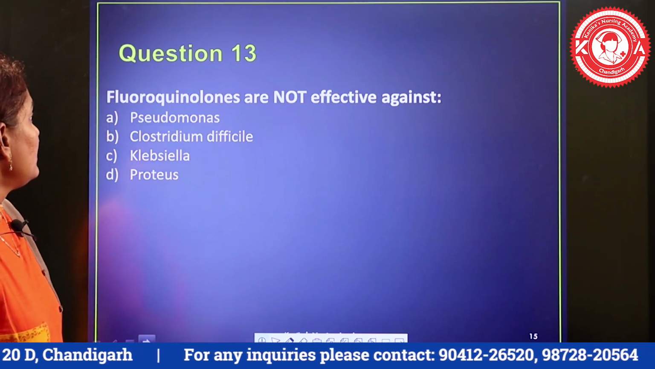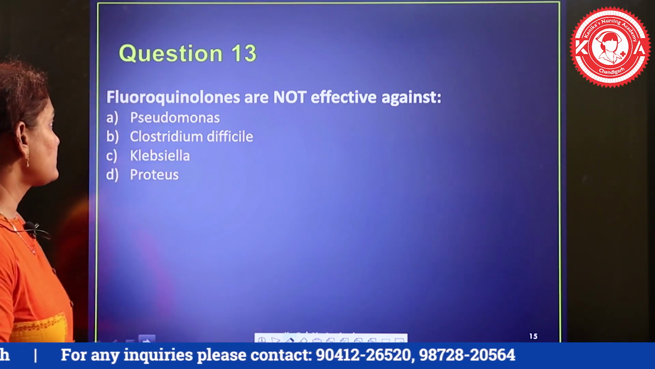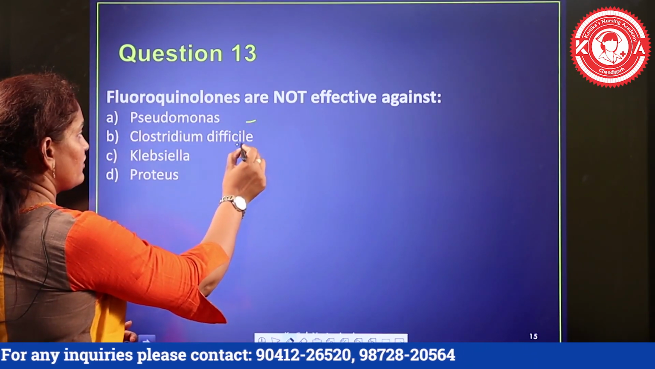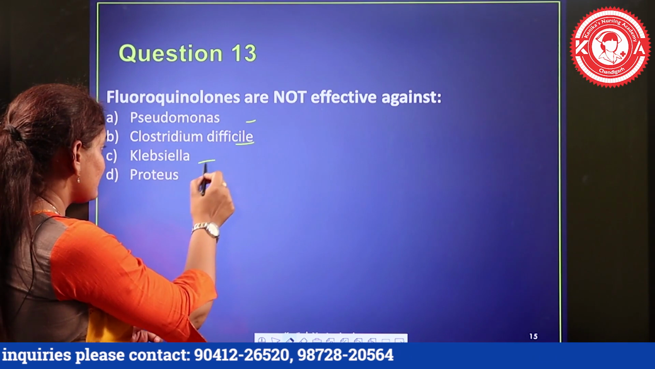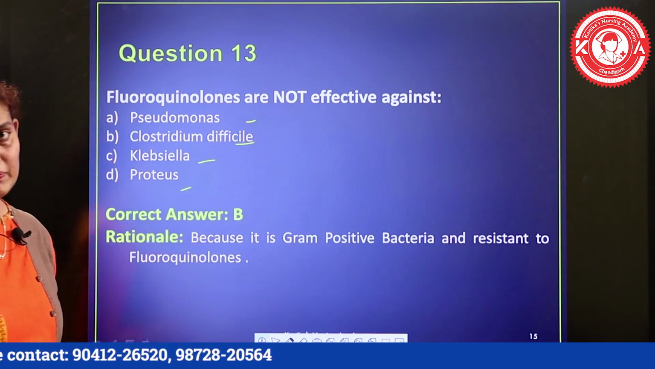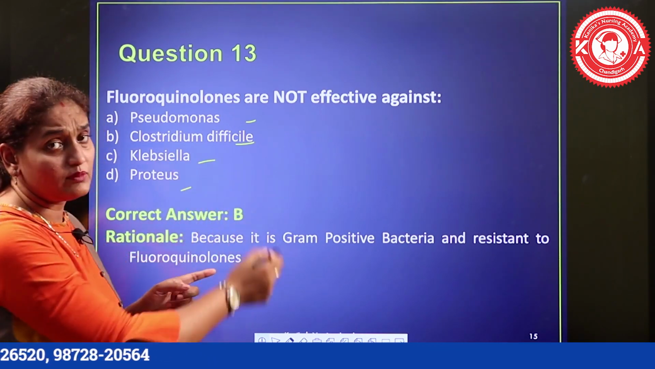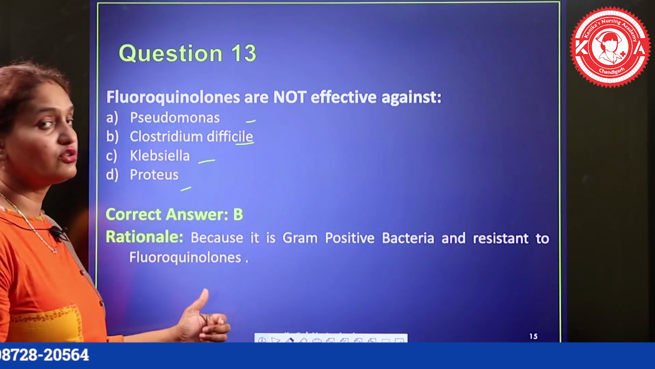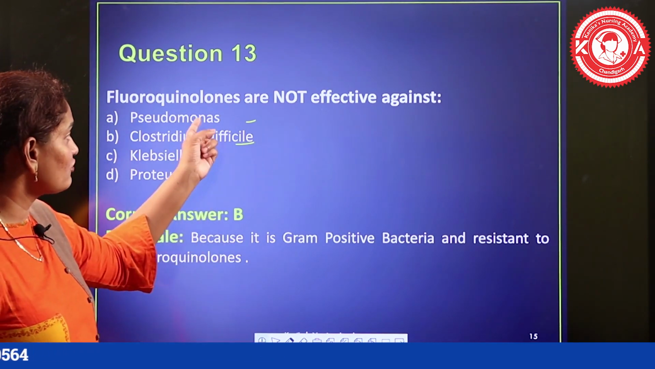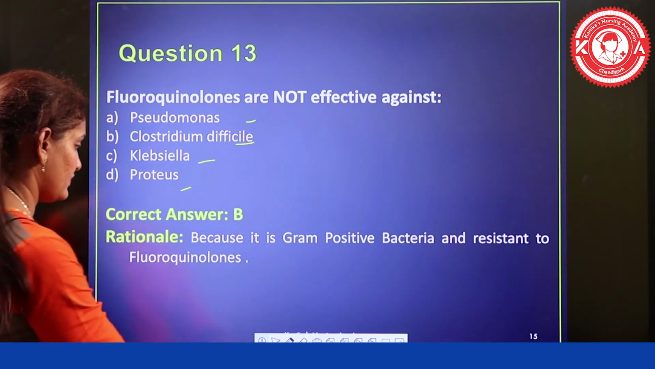So next, moving to question number 13. Fluoroquinolones are not effective against, is the question, and the options are Pseudomonas, Clostridium difficile, Klebsiella or Proteus, and the correct answer here is B, because it is a gram positive bacteria. Clostridium difficile is gram positive and it is also resistant to fluoroquinolones, so that is why fluoroquinolones are not effective against these species.